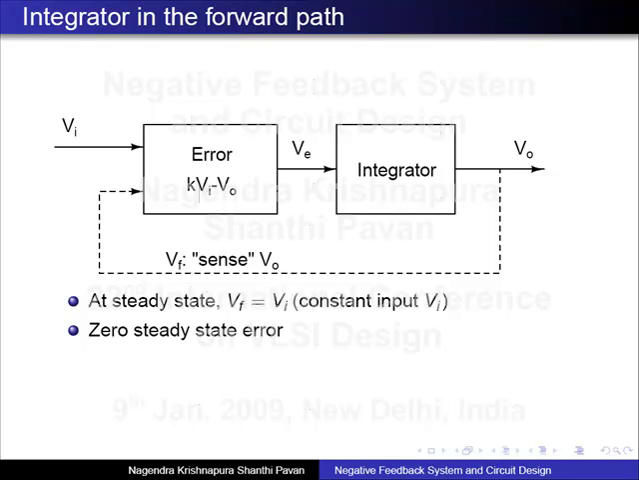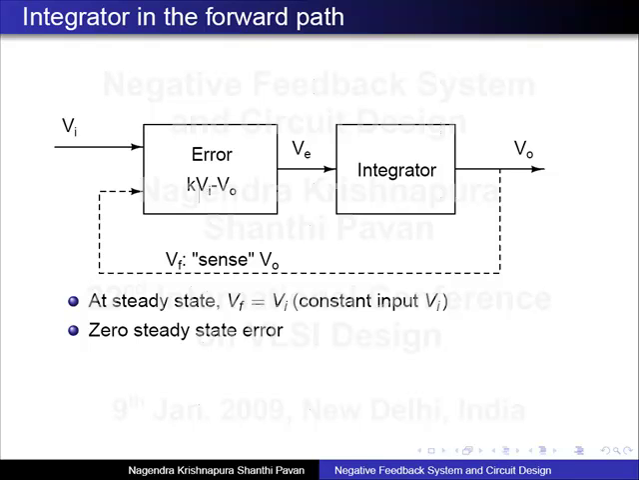And when will it stop? When will the integrator reach steady state? When its input is 0. So, the kVi has to be exactly equal to V0. Okay. So, that's how it builds up to steady state, and at steady state you get exactly V0 equals kVi. So, that's the general principle.